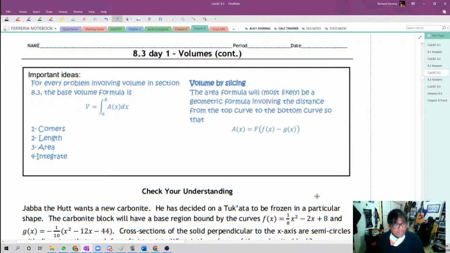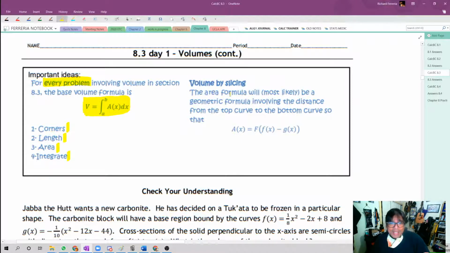Well, the important ideas are, for every volume problem, and I really mean this, every problem that we do involving volume in this section 8.3 is going to be the same formula. Okay, same formula. Learn it now and use it forever. The volume is the integral of the area formula dx. There are 4 things you need to solve for. You need to figure out the corners. You need to figure out the length from the top curve to the bottom curve. You need to find the area formula, and then you integrate. 4 steps.